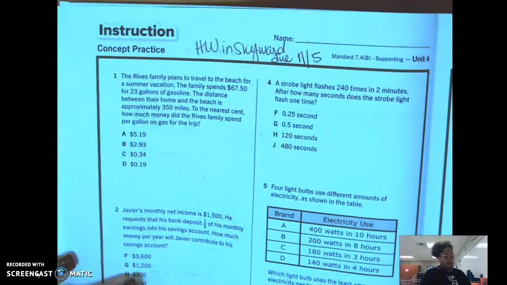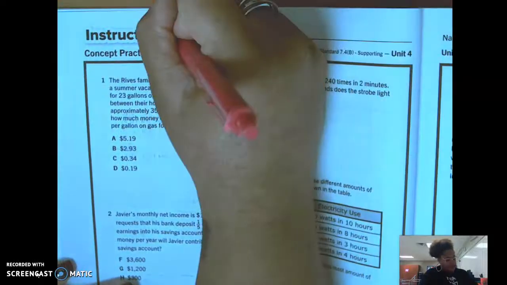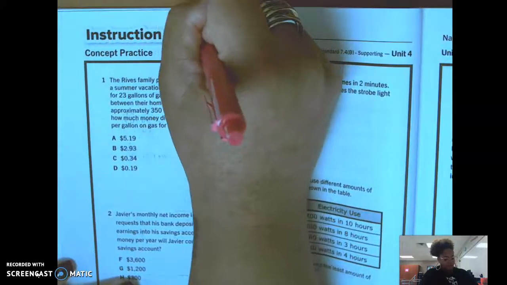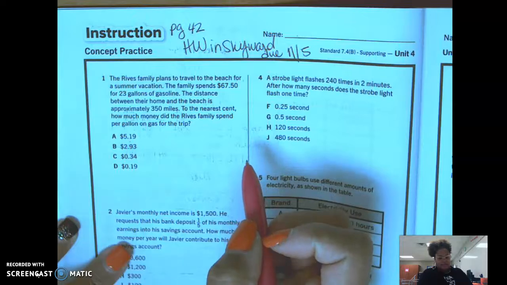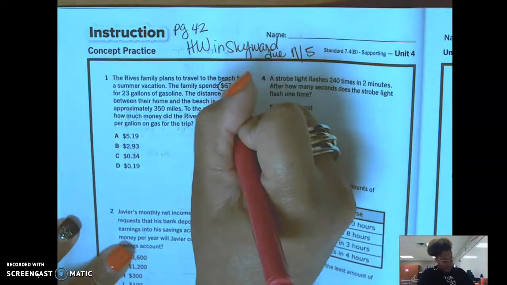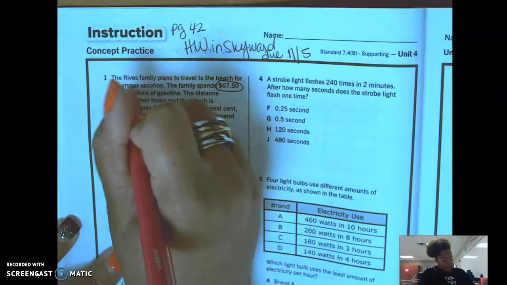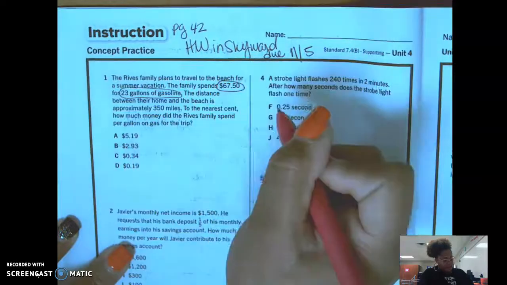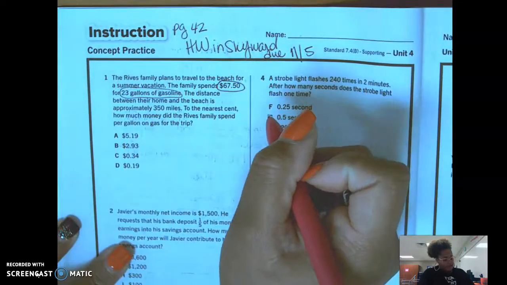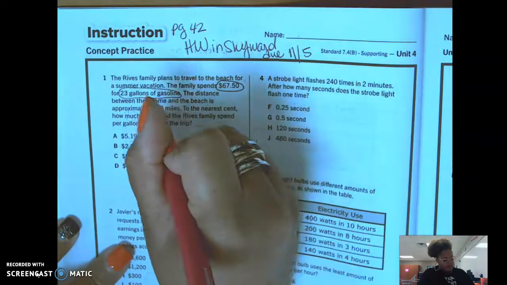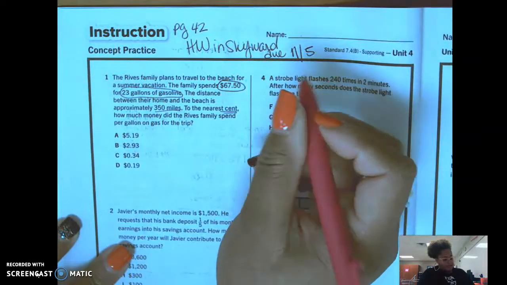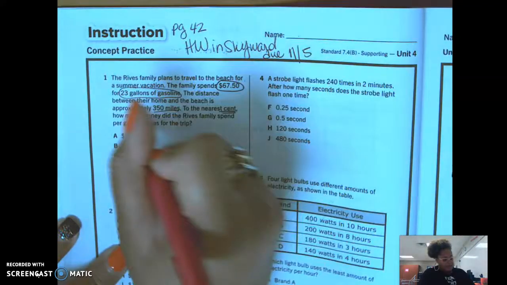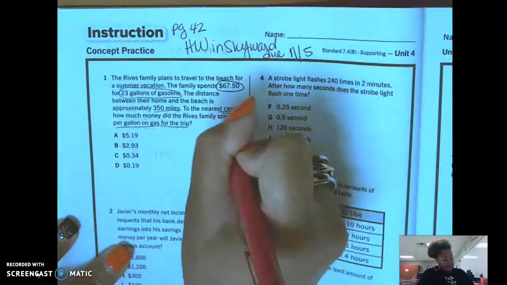So, on page 42, that's what this is. It says the Rivest family plans to travel to the beach for a summer vacation. The family spends $67.50 for 23 gallons of gasoline. The distance between their home and the beach is approximately 350 miles. To the nearest cent, how much money did the Rivest family spend per gallon of gas for the trip?